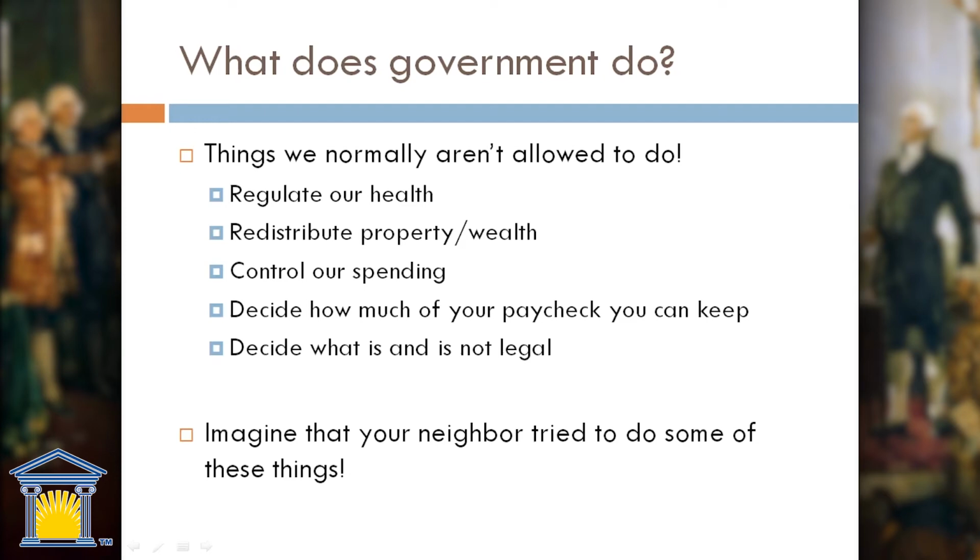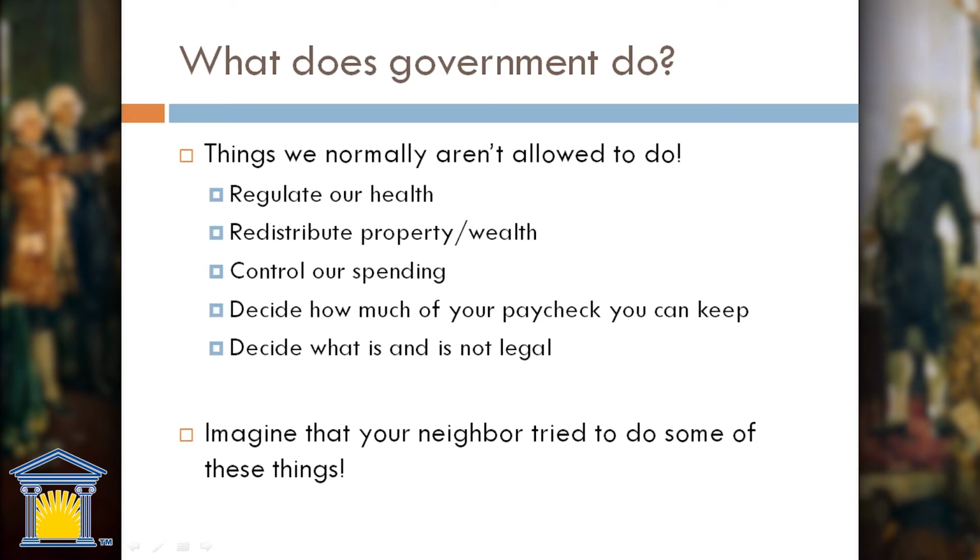It regulates our health. It tells us what types of health insurance we can or cannot buy. And currently, although this might change in the near future, it actually mandates that we purchase health insurance. It tells us what types of health services we can access and under what circumstances, what regulations, and so forth. It redistributes property and wealth through the process of taxation. It controls your spending. It tells you what products you're allowed to buy and what products you aren't allowed to buy and from whom you're allowed to buy them, right?